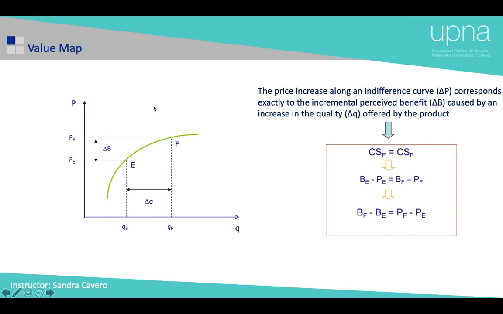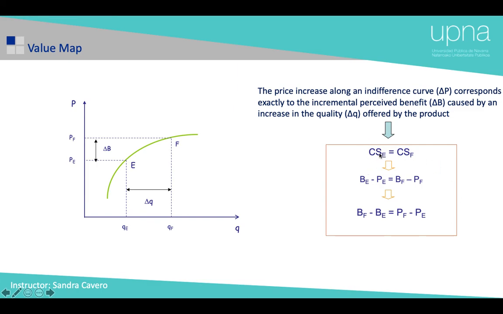And to finish with these notes, just a caption that you will need to use in future notes: the price increase along an indifference curve, this price increase, PF minus PE, corresponds exactly to the incremental perceived benefit caused by the increase in quality offered by product F with regard to product E. And this is the demonstration.